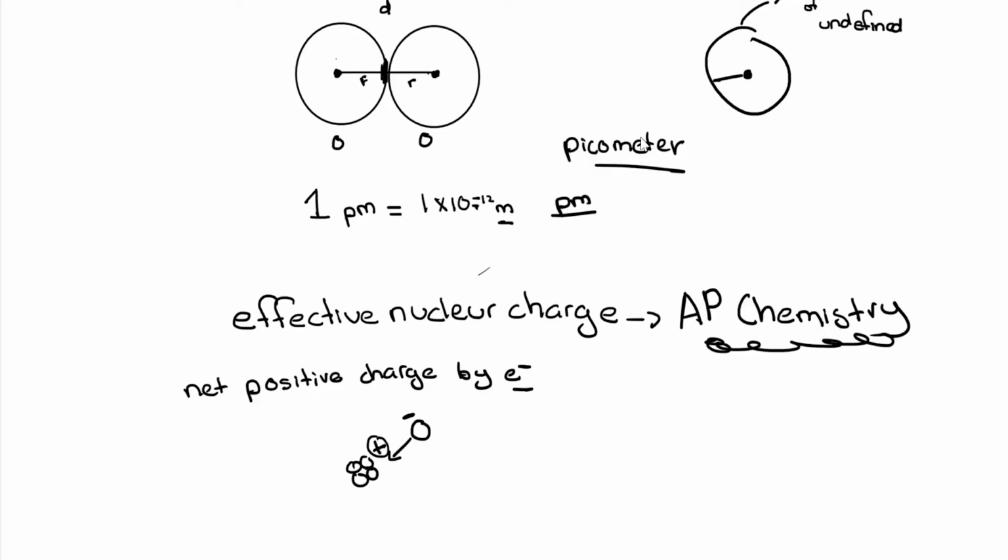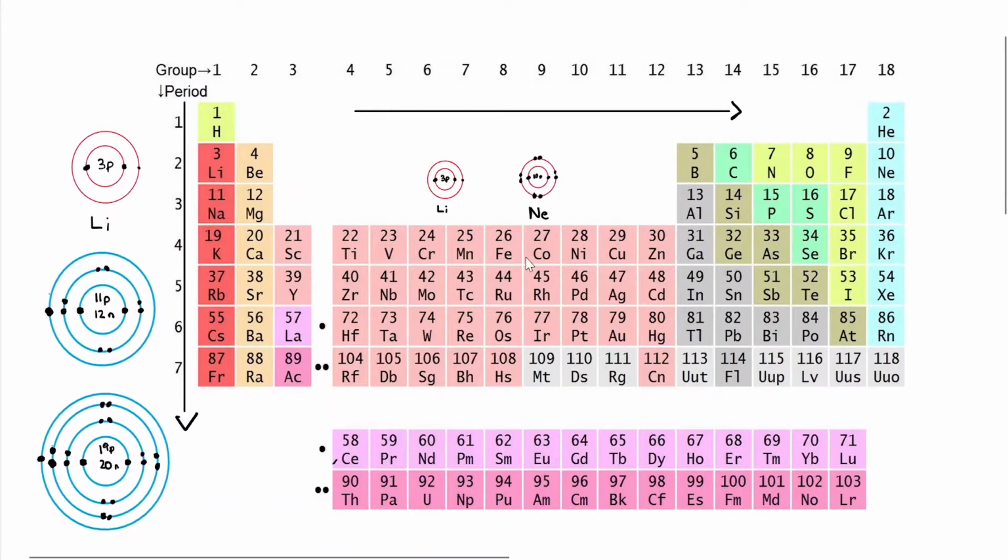And that becomes very important when we're looking at the trends for atomic radius. The first trend is that atomic radius tends to decrease across the period. So from left to right, across the period, atomic radius will typically decrease. The reason for this is effective nuclear charge, and we can look at an example here.